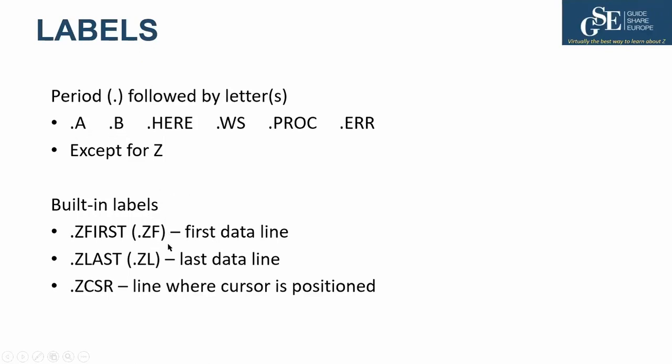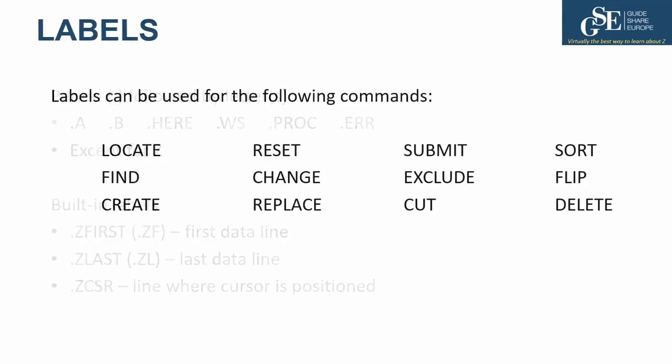There are a couple built-in ones. That is ZF and ZL or .ZLAST. And that represents the first data line and the last data line. And generally for macro writing, you can also use Z cursor, which is where the cursor is currently positioned. And labels can be used for lots of different commands. And I'll show those as well in a bit. These are all primary commands.